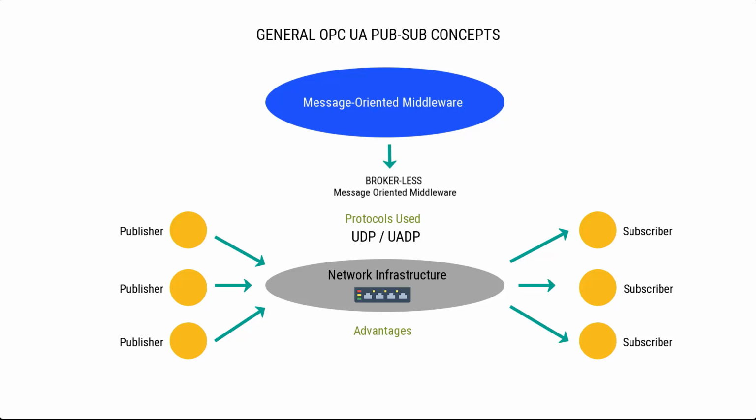And the advantages of this model include that it only requires standard network equipment and no additional software components like a broker. Message delivery is assumed to be direct, without software intermediaries, and therefore provides reduced latency and overhead.